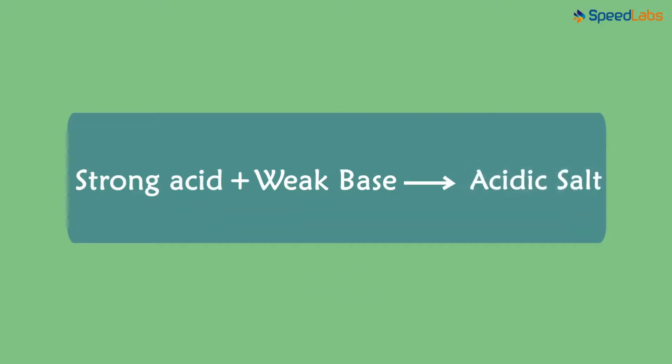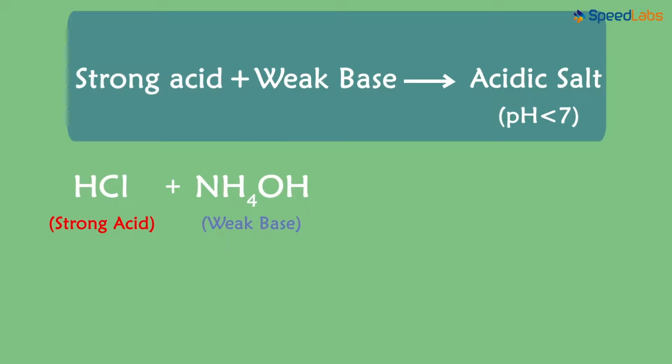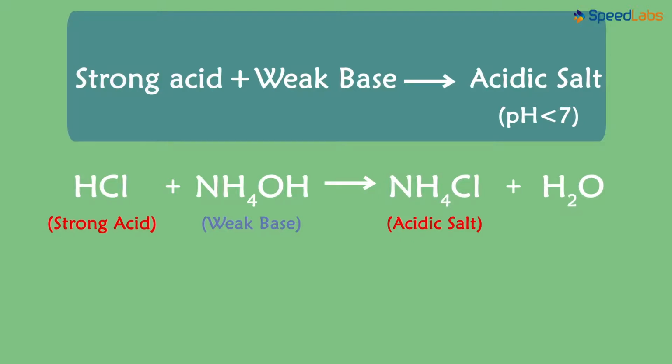Yes, we will get an acidic salt which has a pH less than 7. When hydrochloric acid reacts with ammonium hydroxide, we get ammonium chloride which is an acidic salt. The strength of the strong acid overpowers the strength of the weaker base to give the salt a more acidic touch. Yes, the base is unable to fully neutralize the acid and hence the salt formed is acidic in nature.